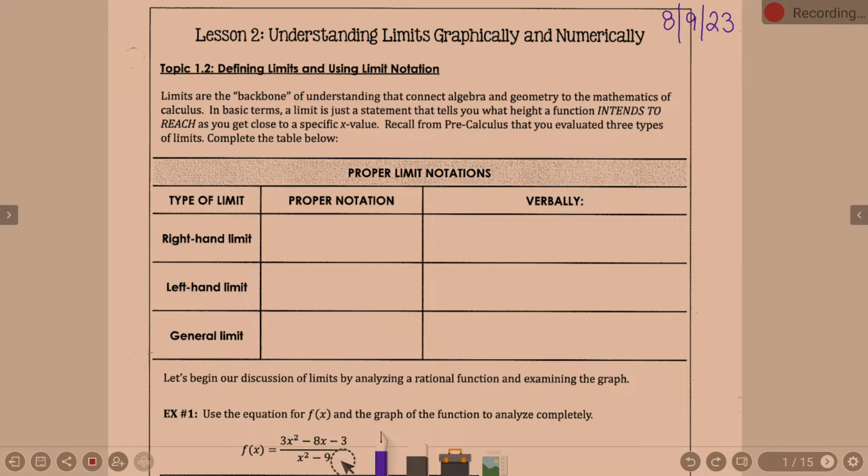If we look at what it says here, limits are the backbone of understanding that connect algebra and geometry to the mathematics of calculus. In basic terms, a limit is just a statement that tells you what height a function intends to reach as you get close to a specific x value. Recall from pre-calculus that you evaluated three types of limits and complete the table below. We did a little bit with limits in pre-calc. We didn't do a ton, but we did have a little bit.